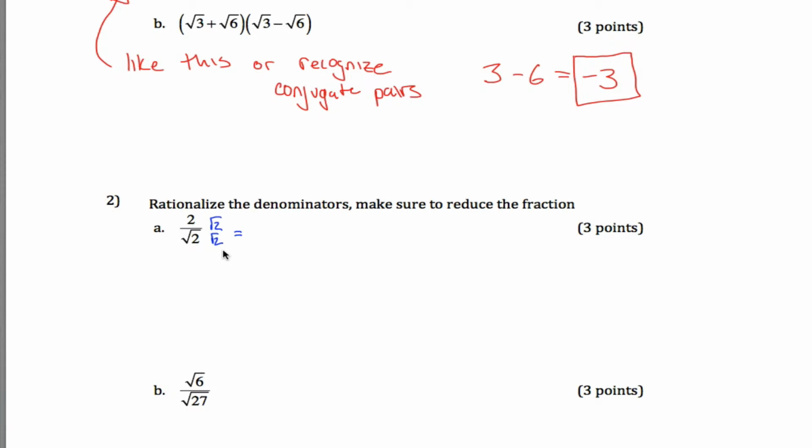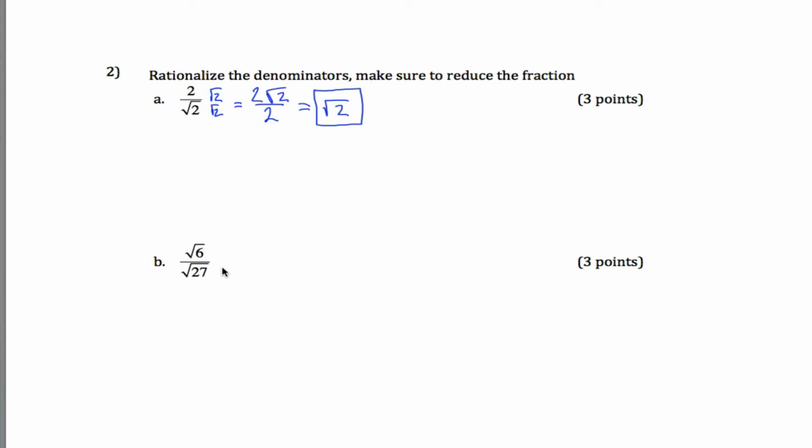If I multiply straight across the way I do when I multiply fractions, the square root of 2 times the square root of 2 leaves me with just a 2 in the denominator. So in the numerator I have 2 root 2, and in the denominator I have a 2. I can actually take that a step further. I can cancel out this 2 and this 2, and I'm left with just the square root of 2 for my final answer. So at this point I've rationalized, but I haven't reduced the fraction. To reduce the fraction I'd have to get to here.